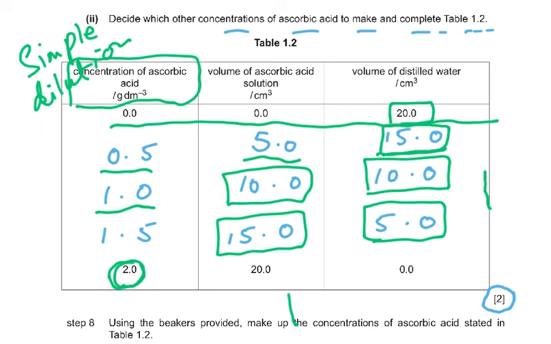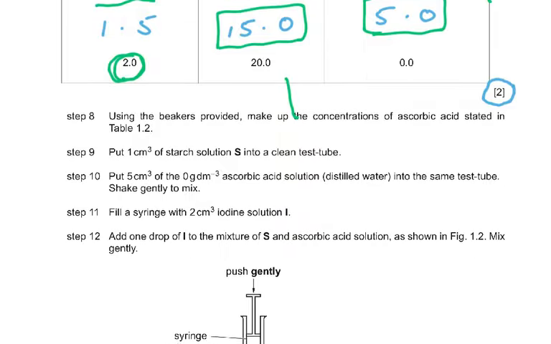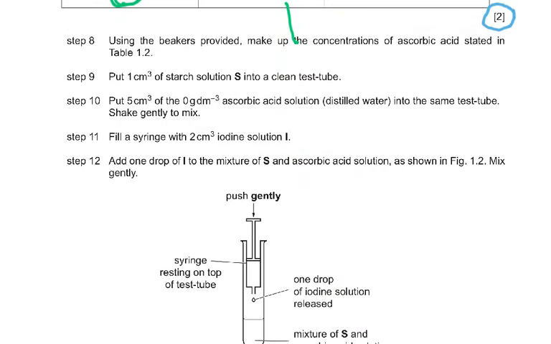Then using the beakers provided, now let's look at this part of the question. Using the beakers provided, make up the concentration of ascorbic acid stated in table 1.2. So you make those 3 different concentrations. Put 1 centimeter of starch solution into a clean test tube.